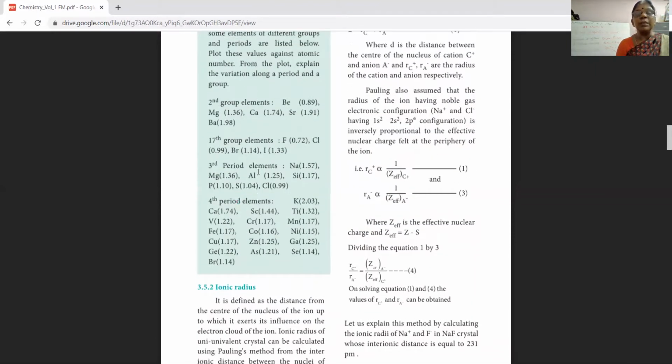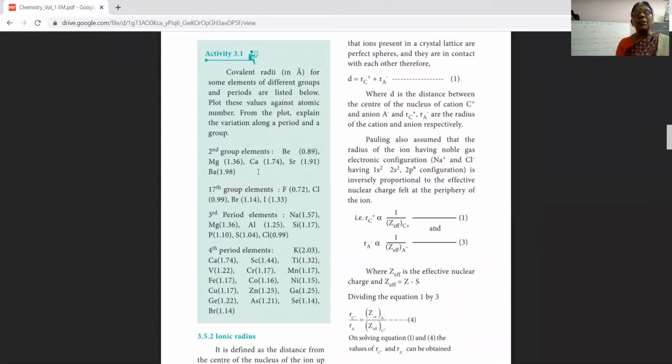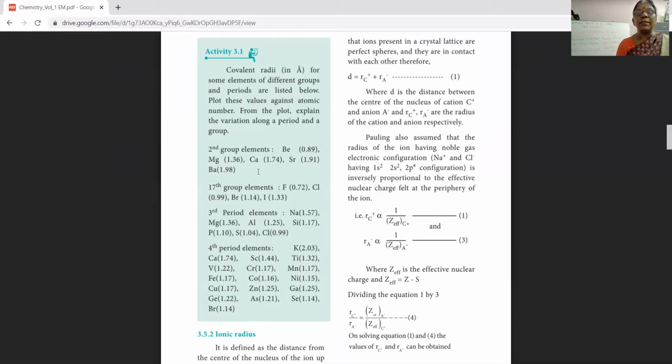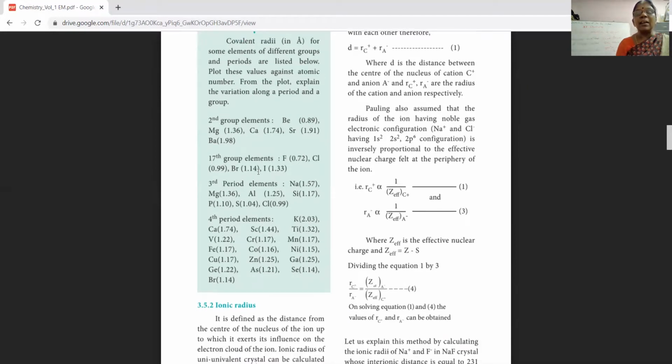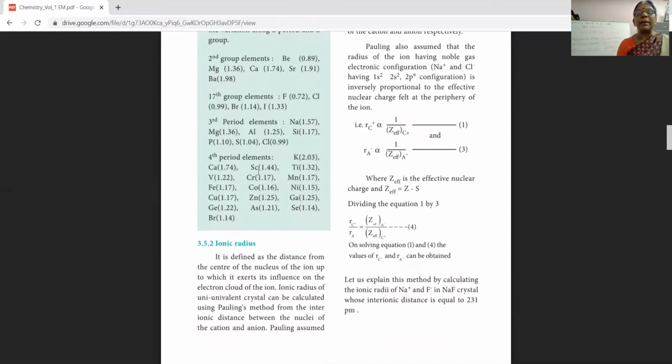Pauling assumed that the ions present in the crystal lattice are perfect spheres, so that they are in contact with each other. Therefore, the distance between the cation and the anion is equal to the radius of the cation plus the radius of the anion, that is d = Rc+ + Ra-. Here, d is the distance between the center of the nucleus of the cation and the anion, and Rc+ and Ra- are the radius of the cation and anion respectively.